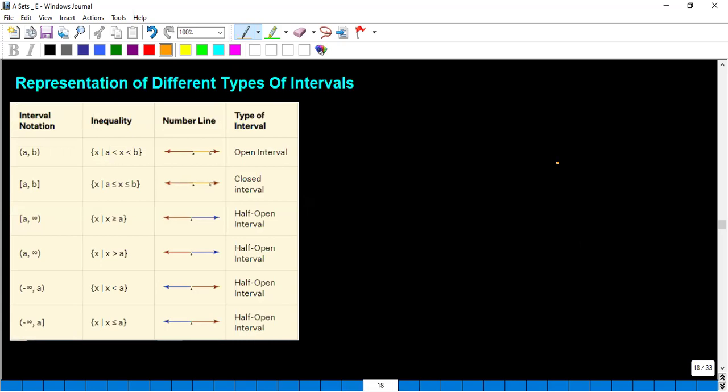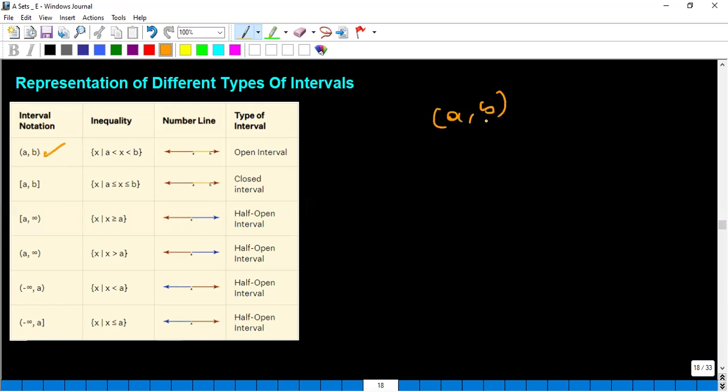Some conditions we have to see, particularly open interval and closed interval. These are very important while finding the domain and codomain, which means what is the input and what is the output for a function. Okay, let us see this. What is the meaning of this?